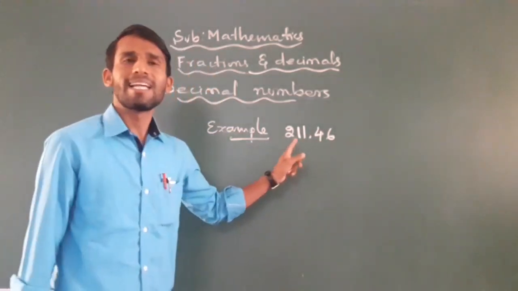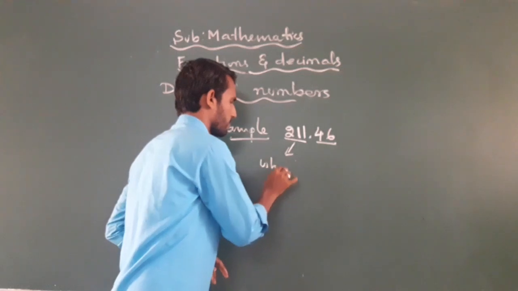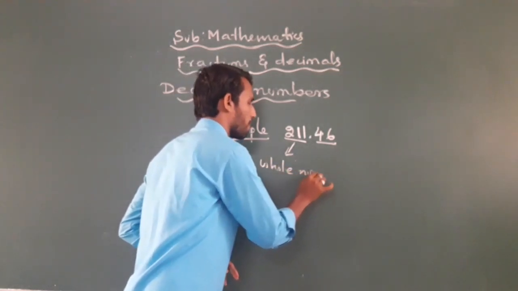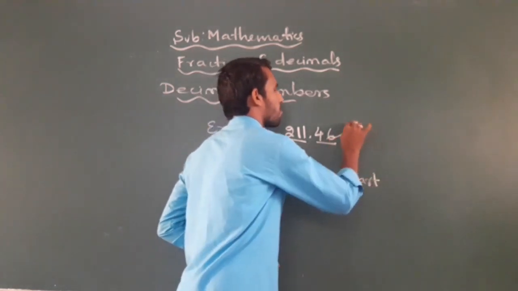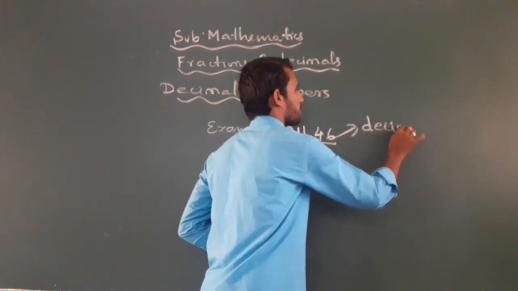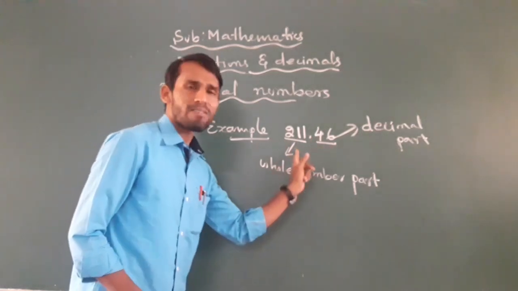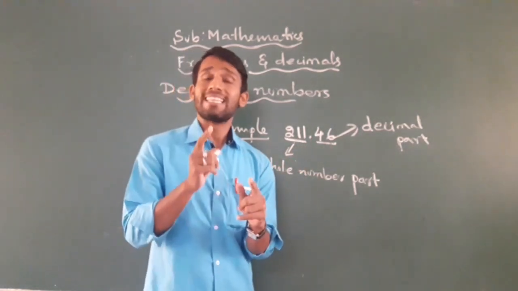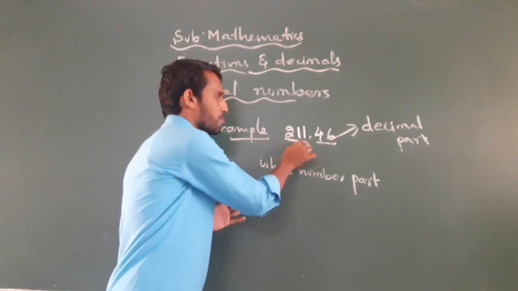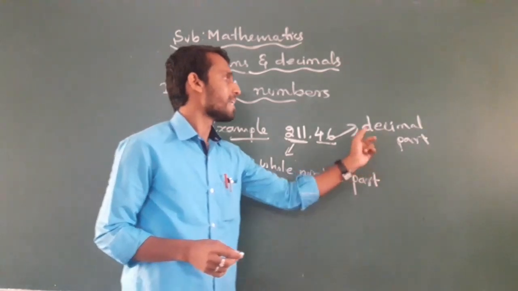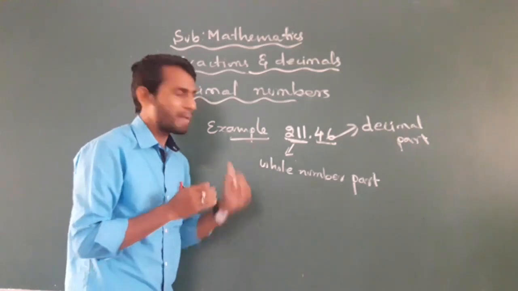See, this is a decimal number. Here we have two parts. This is the whole number part, and this part we will call the decimal part. These two parts are separated by a dot. That dot we will call the decimal point. The left side is the whole number part, and the right side is the decimal part. Let us see the place values here.